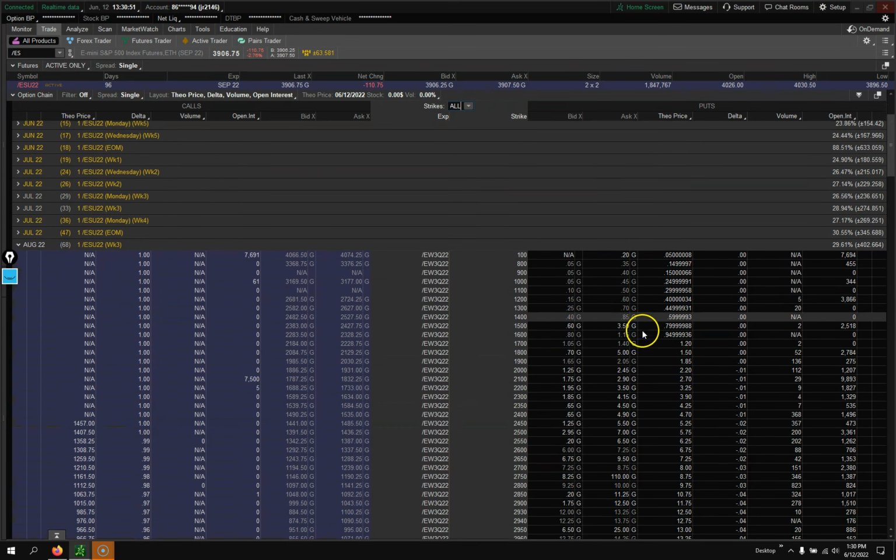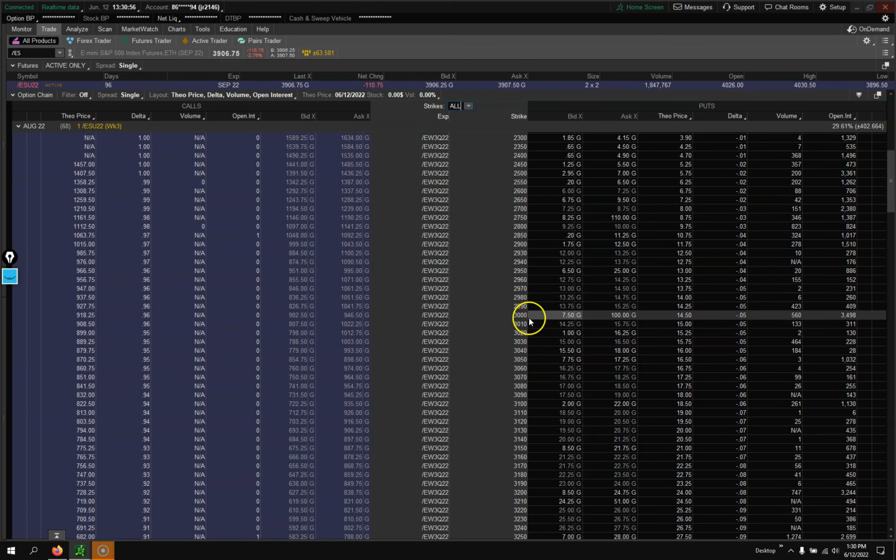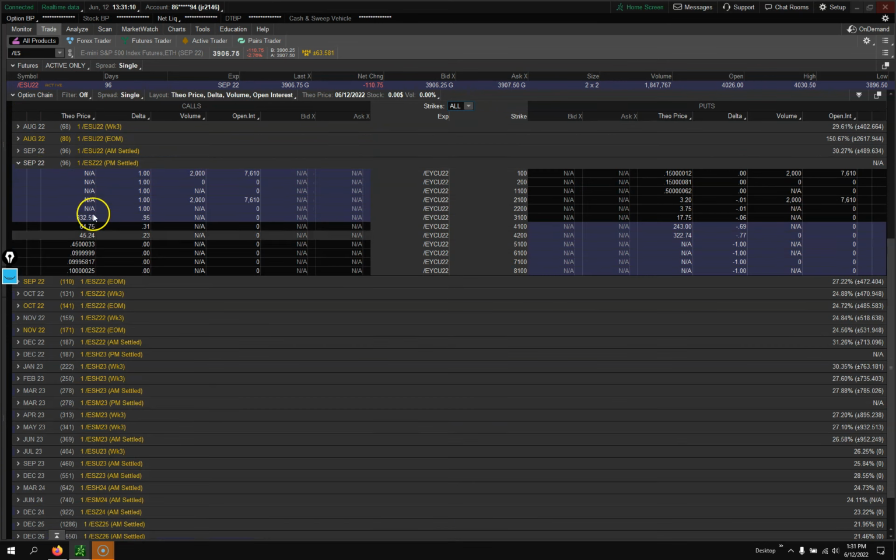If we go to all, just look at the premium we could collect for the 3,000 puts. Could collect probably about $14-15 for those with 68 days out. I really like it. I don't think we're going anywhere near 3,000. Lots of premium.